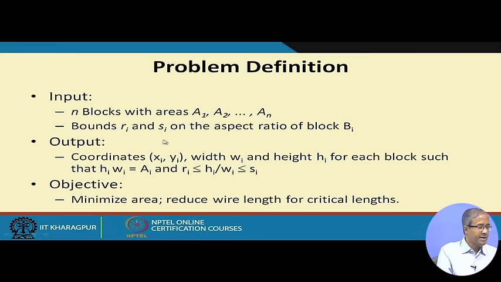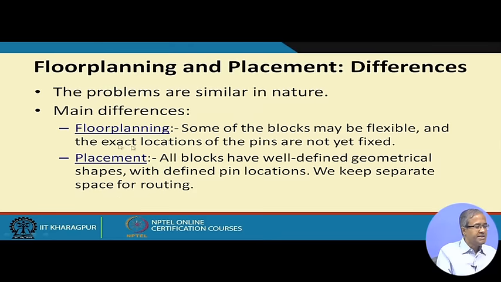So, in floor planning, the exact location of pins may also not be fixed, you also need to fix the position of the pins. But in the placement problem, we assume that all the blocks have well defined geometrical shapes and also their pin locations are fixed. And although in floor planning we do not keep space for interconnections, in placement we explicitly keep space for interconnections.